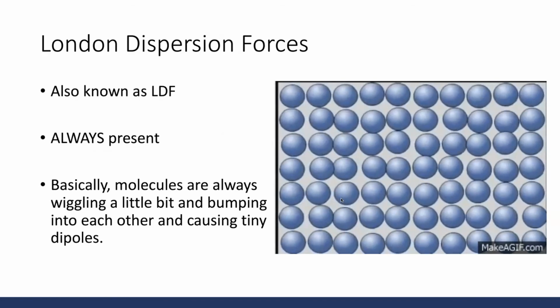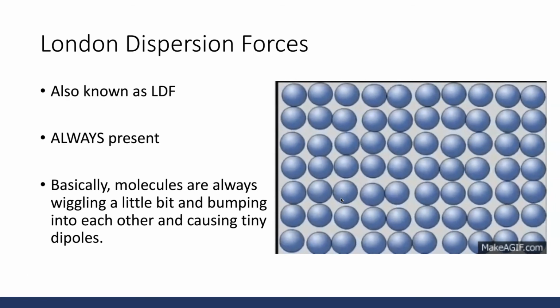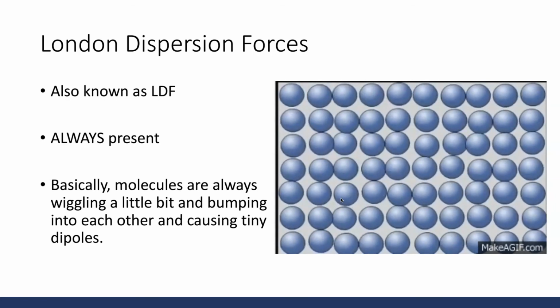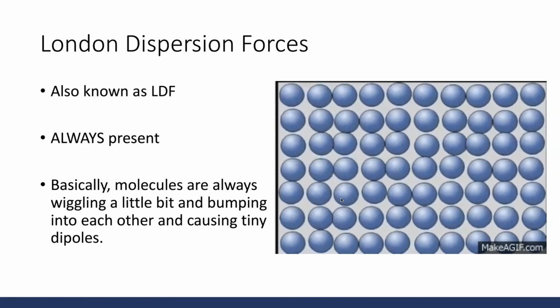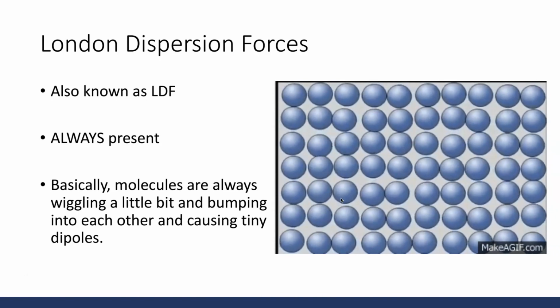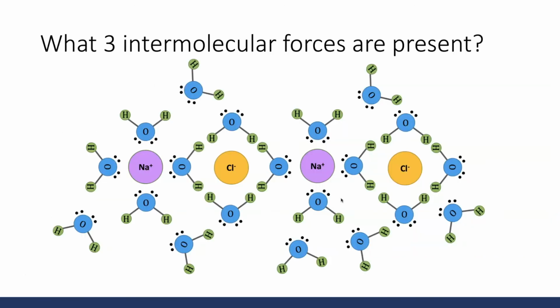We also have London dispersion forces, also known as LDF. So these are always present. And basically molecules, because there's a little bit of temperature, no matter where you are, a little bit of heat, the molecules are always wiggling around a little bit. So they're bumping into each other and they're causing tiny little dipole moments. So take a moment and look at this image here. What three intermolecular forces are present?